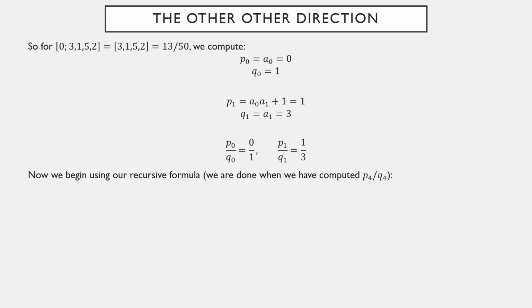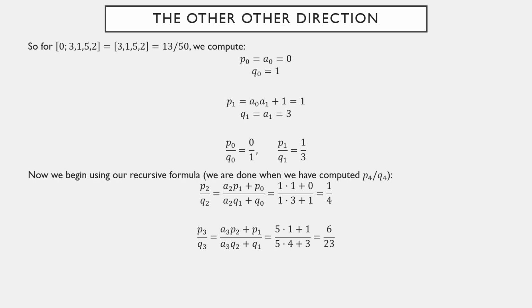Now we can start using our recursive formula, and since our continued fraction ends at index 4, we have A0, A1, A2, A3, A4, so the last term is 4. Once we've computed P4 over Q4, we'll be done. So P2 over Q2, we use the same recursive formula for both, is A2 P1 plus P0 over A2 Q1 plus Q0. Looking at the original continued fraction, A2, the second partial quotient, is 1. We computed P1 is 1 and P0 is 0, Q1 is 3 and Q0 is 1. So we plug those in, we get 1 times 1 plus 0 over 1 times 3 plus 1, or 1/4.